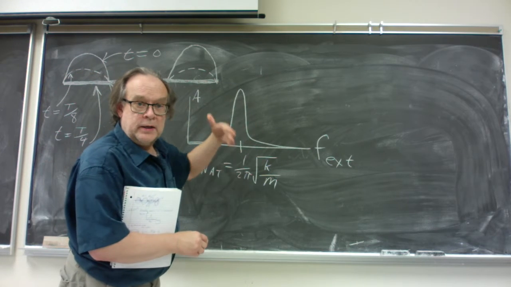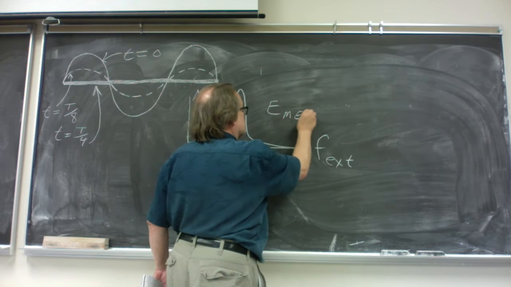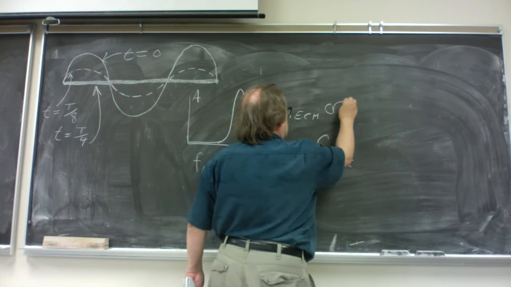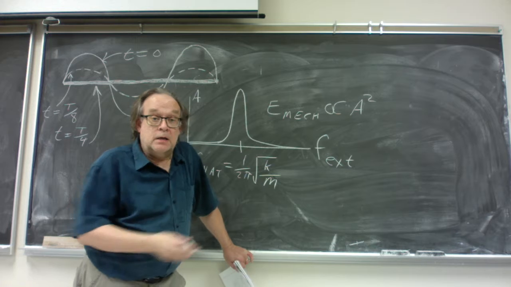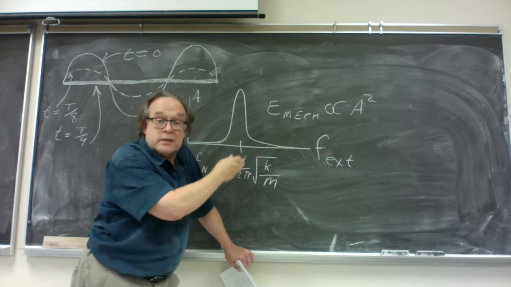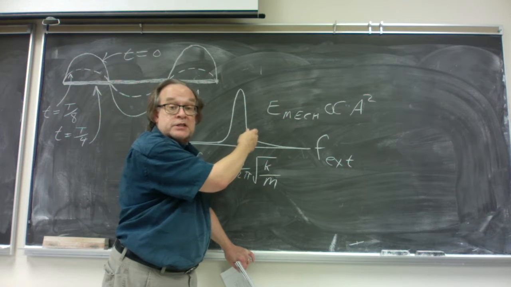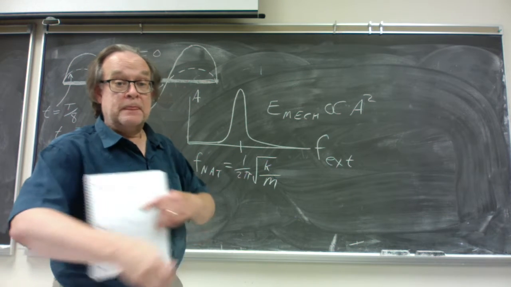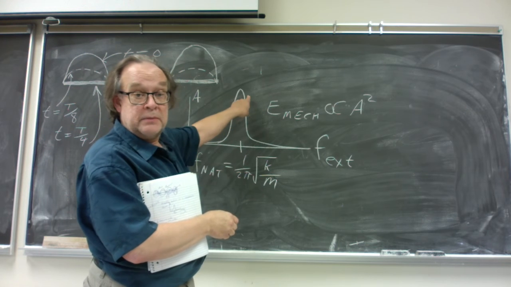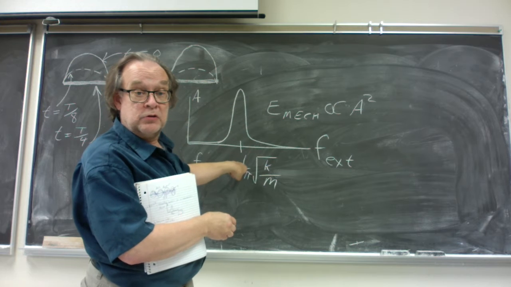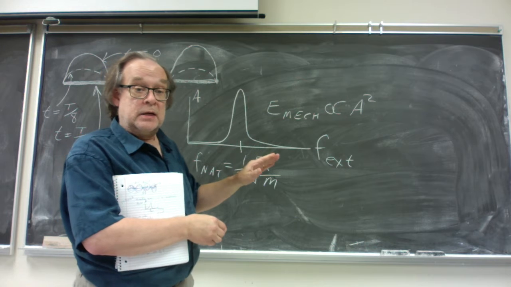Remember also that for any oscillating mass, its mechanical energy is directly proportional to the square of the amplitude. That means wherever the amplitude of the mass is a maximum, that's where the oscillating system will have the most energy. We call this particular phenomenon, getting the big amplitudes at one particular frequency, resonance.